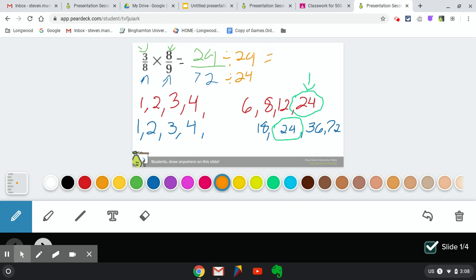And then I'm going to go ahead and get my fraction in simplest form. So 24 divided by 24 is 1. And then 72 divided by 24, if you're not sure, you have the factors here. Look, 24 goes with 3. So that means 72 divided by 24 is 3. Our answer in simplest form is 1/3.